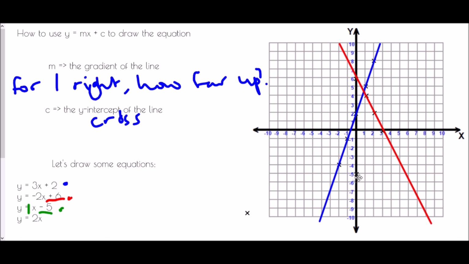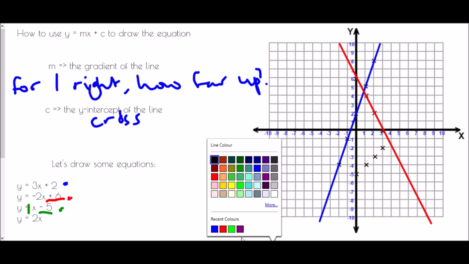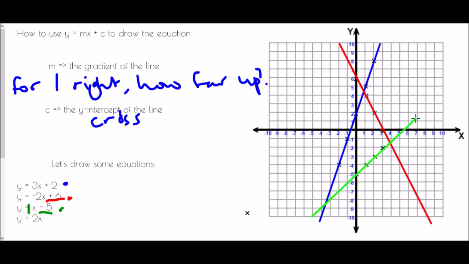And so what that is saying is, for every 1 to the right, we're going to move up 1. So 1 right, 1 up. 1 right, 1 up. And we can keep going with as many points as we think we need in order to draw that line. But that should be enough again. And let's draw the line in, going through each of those coordinates that we plotted.